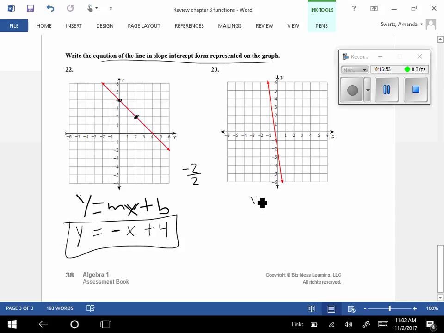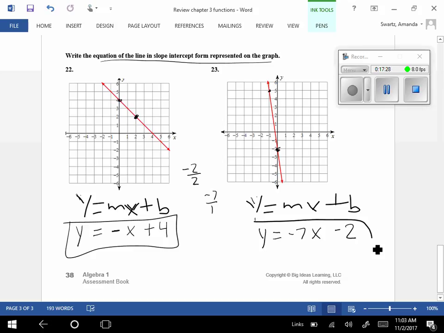Okay, same thing with this one. We want y equals mx plus b as our slope-intercept form. Where does it hit the y-axis? It hits it at negative 2. And what is our slope? So you got to find 2 points that you can obviously see. Here's a point, and here's the point that you saw. So you're going down 1, 2, 3, 4, 5, 6, 7, and over 1. So your slope is negative 7 over 1, or negative 7. So there we go.